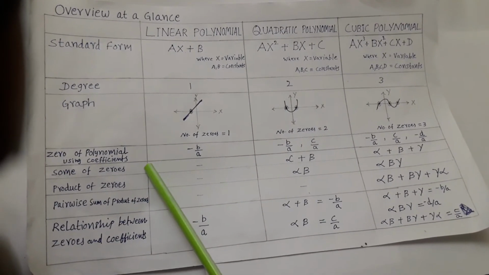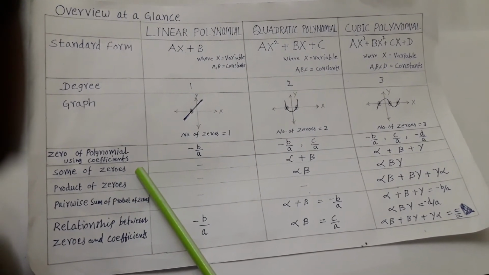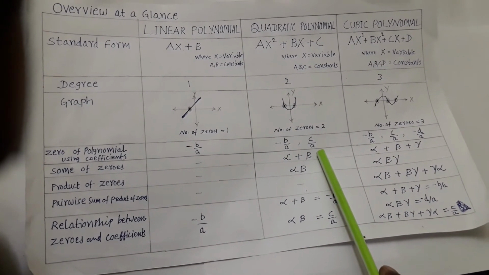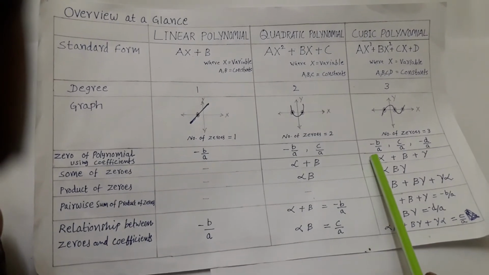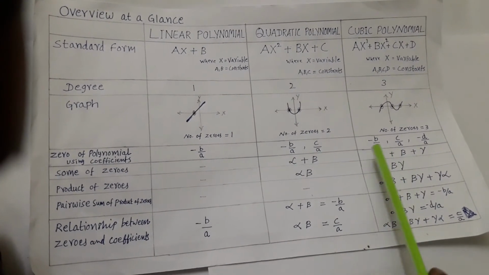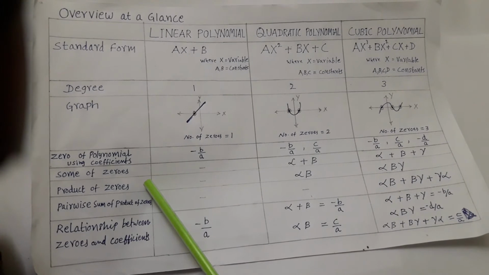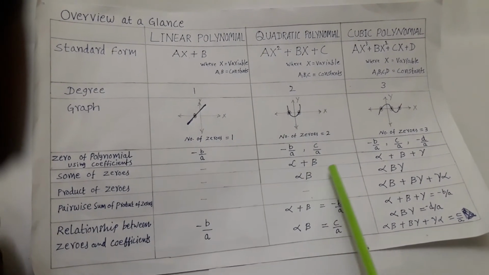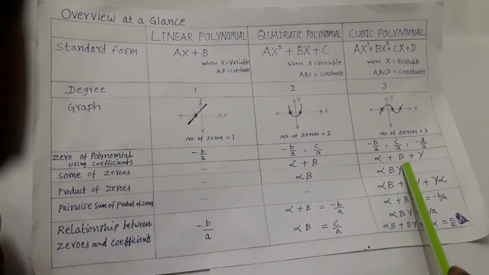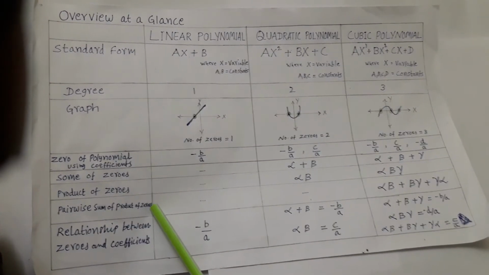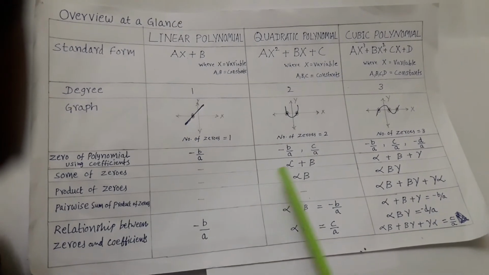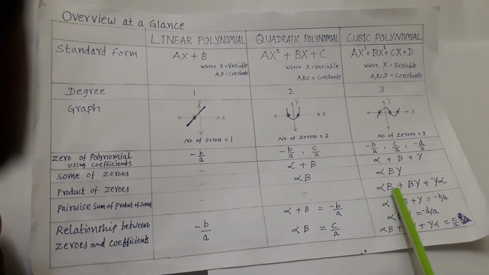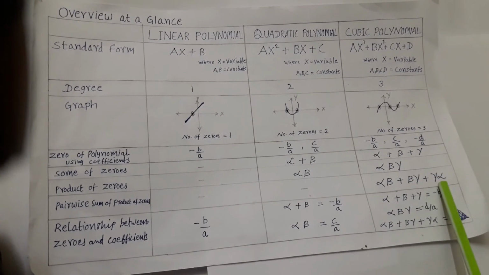Sum of zeros for quadratic is alpha plus beta. For cubic, alpha plus beta plus gamma. Product of zeros for quadratic is alpha beta. For cubic, alpha beta gamma. Pairwise sum of product of zeros for only cubic is alpha beta plus beta gamma plus gamma alpha.